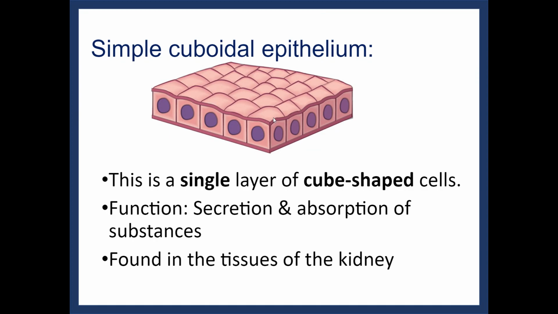And simple cuboidal epithelium is going to be found in the tissues of your kidneys. Your kidneys play an important role in filtration. So this ability of these cells to give off certain substances and absorb certain substances is going to be part of the filtration process.